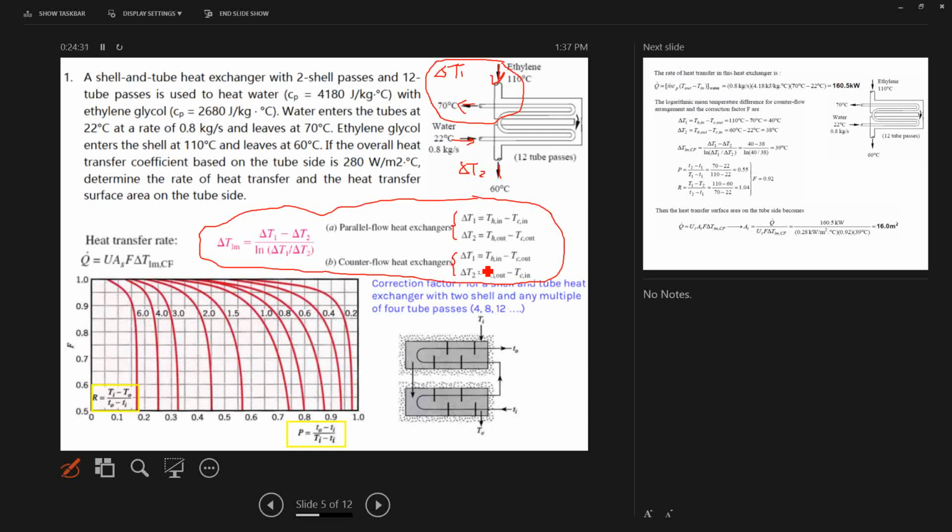And next week we're going to introduce the NTU method. But although it sounds like difficult, but actually very simple, as long as you just follow exactly what is presented here in the tables.